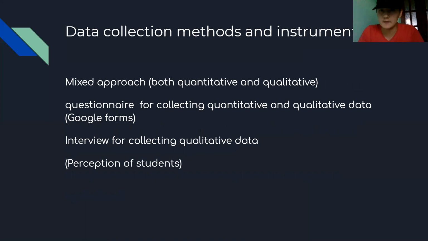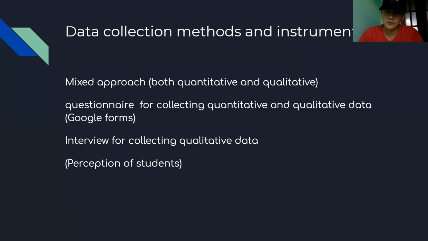Data collection methods and instruments. In this research paper, a mixed approach was used. It means both quantitative and qualitative, in order to get more precise and full answers. So there were two instruments. First of them is a questionnaire, and the second one is an interview.